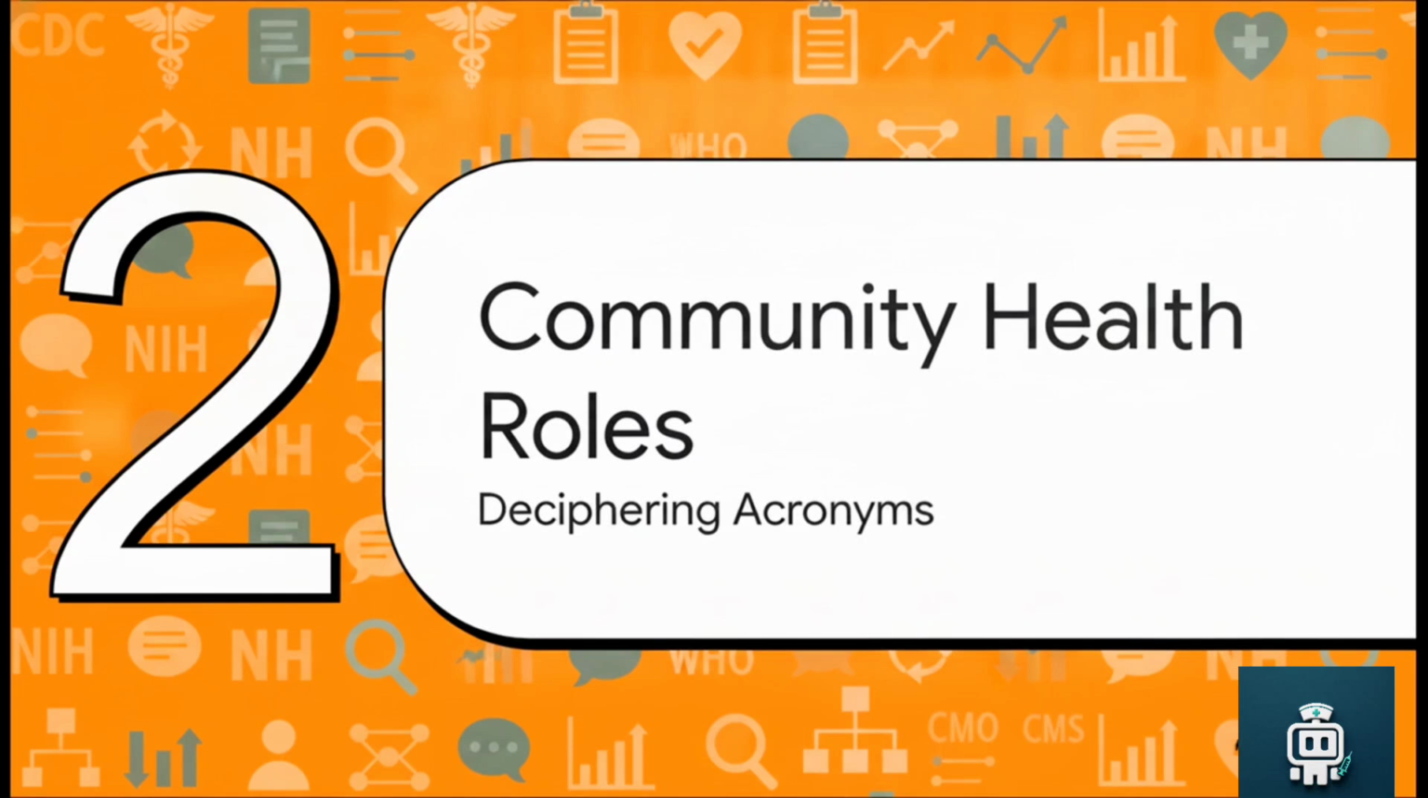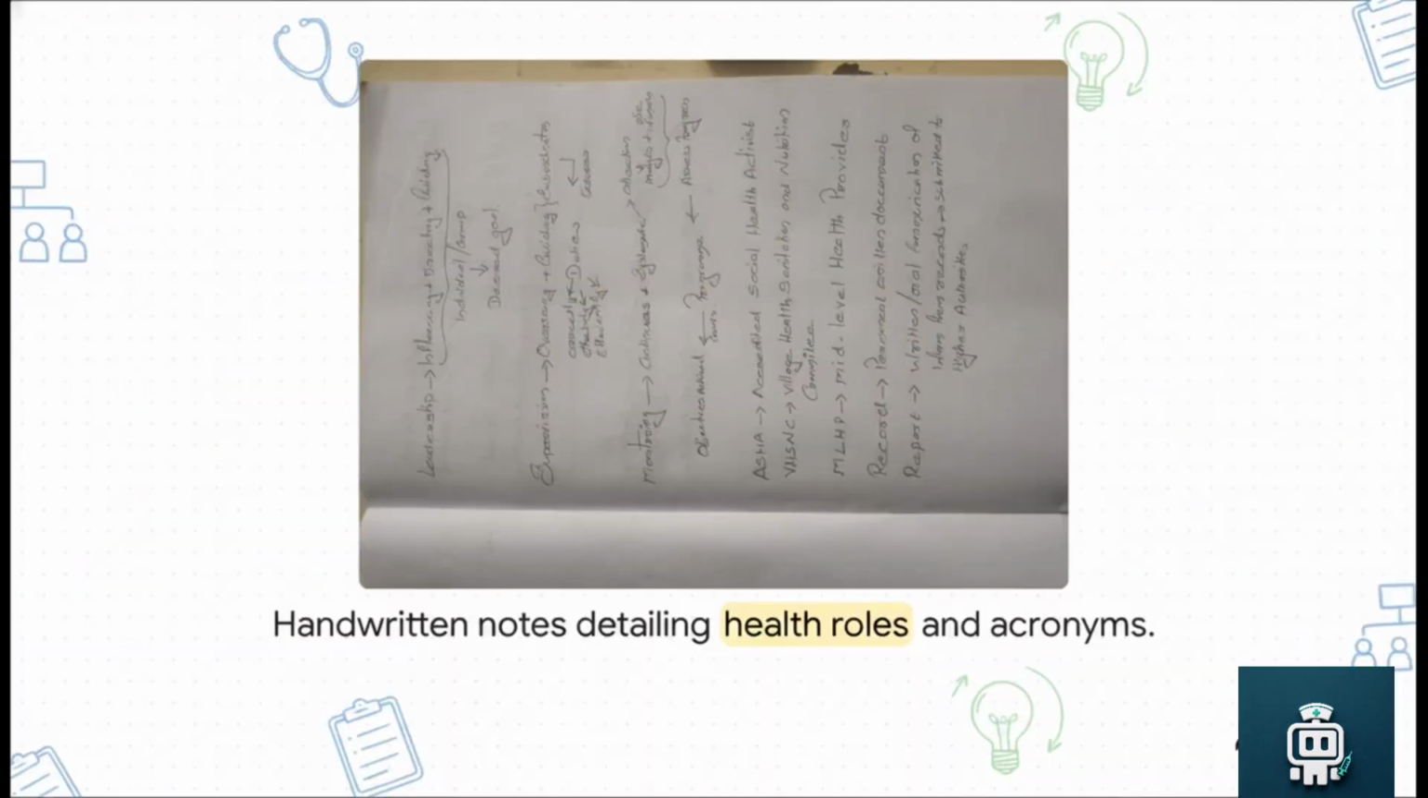Moving right along to section 2, key community health roles, basically deciphering the alphabet soup of acronyms. Looking at these raw study notes, you can see that nailing down these specific roles is absolutely critical for understanding how the healthcare hierarchy actually works on the ground. So let's build some mental flashcards.